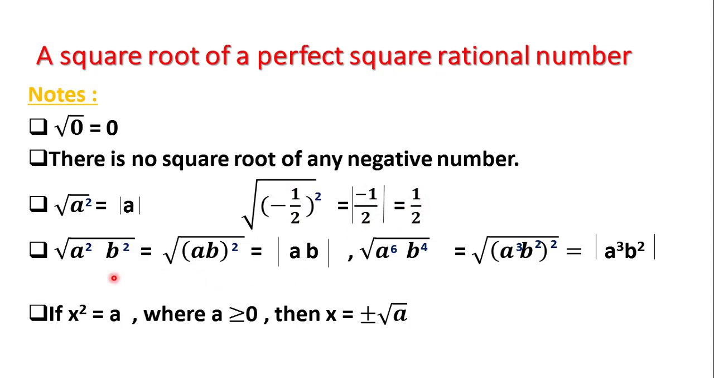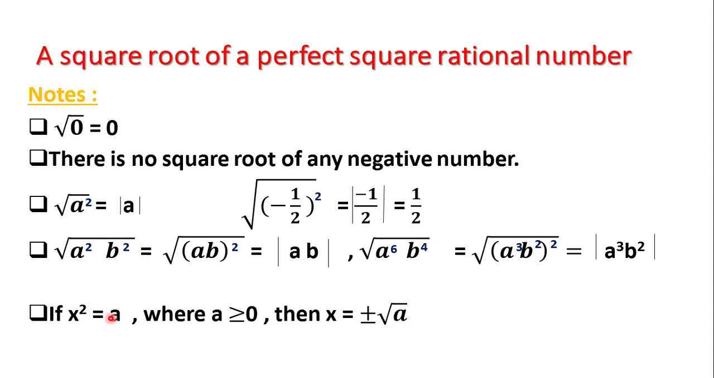So 1 over 2. Here, for example, you have a power 2 times b power 2 all under this root. In this case, we have different bases, so I multiply a times b, and all power 2. So it will be the absolute value of ab. In the same way, if you have an even power under a square root, you divide this even power by 2. So the square root of a power 6, b power 4 means a power 3, b power 2, all power 2. So it will be the absolute value of a power 3, b power 2. Okay?